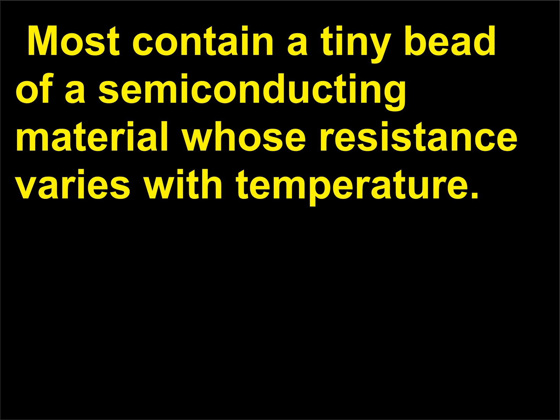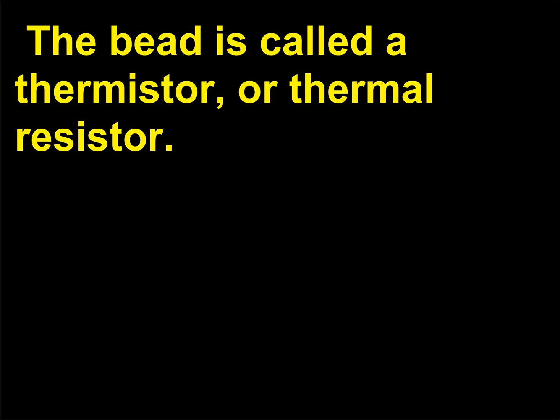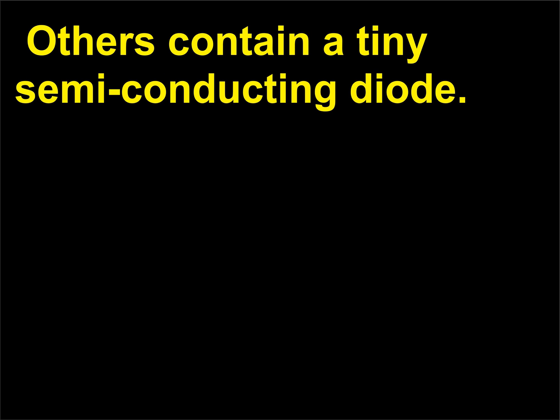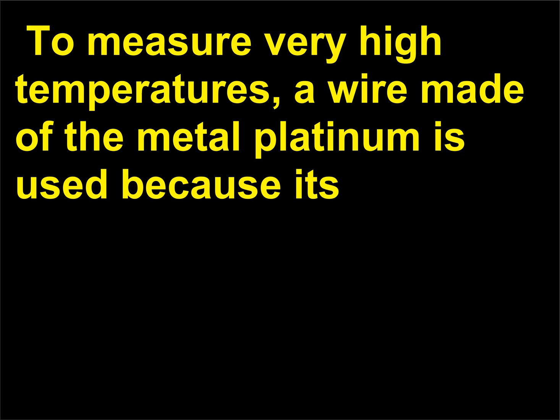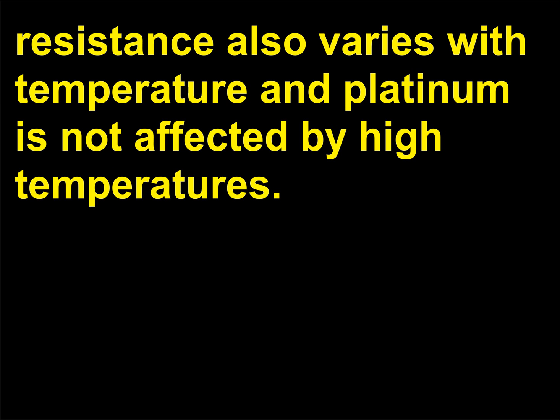Most contain a tiny bead of a semiconducting material whose resistance varies with temperature. The bead is called a thermistor, or thermal resistor. Others contain a tiny semiconducting diode. The voltage across this diode varies with temperature. To measure very high temperatures, a wire made of the metal platinum is used because its resistance also varies with temperature, and platinum is not affected by high temperatures.